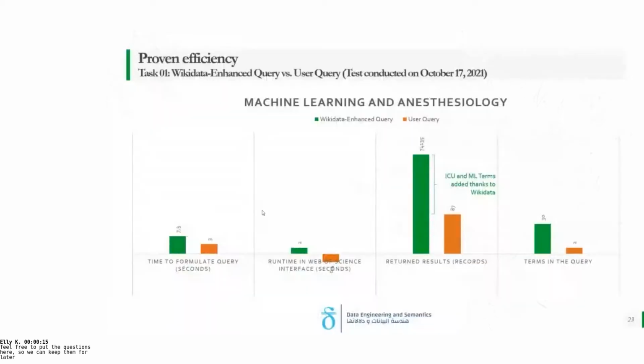We have tried to prove the efficiency of our work by applying it to a real case. The real case here is machine learning and anesthesiology. We are using task 1 to augment the query. It took 7.3 seconds to formulate the Wikidata-enhanced query, but only 3 seconds for the human to formulate theirs, because it is only 2 words. So there are only 4 seconds of difference, and you get a query with many more words that is more exhaustive. There is 1 second of difference in runtime between the two.